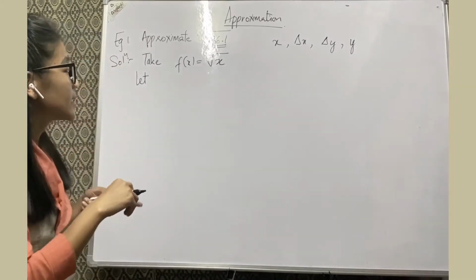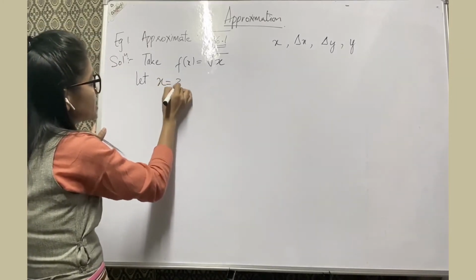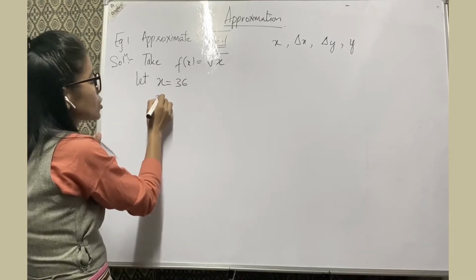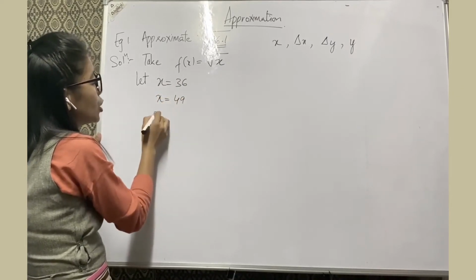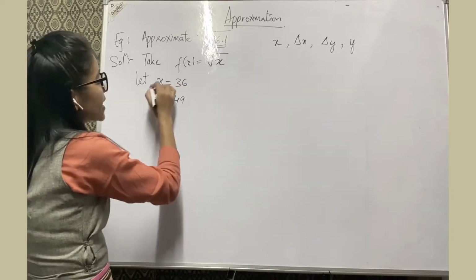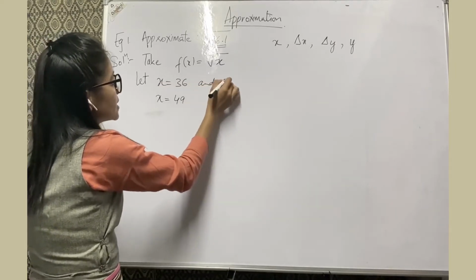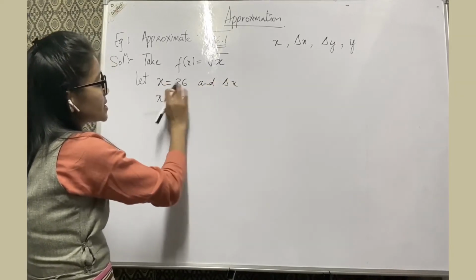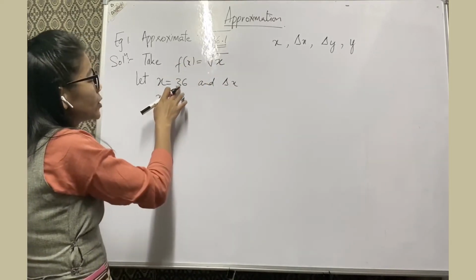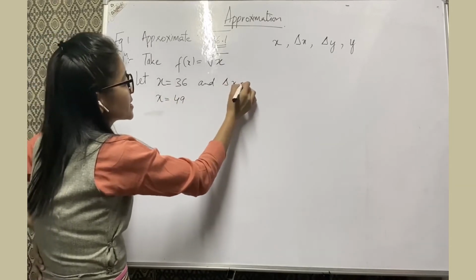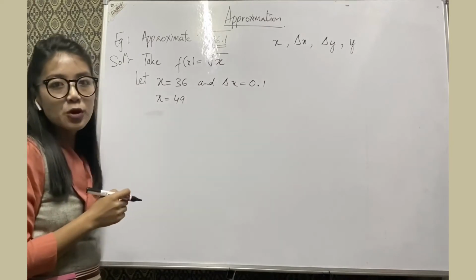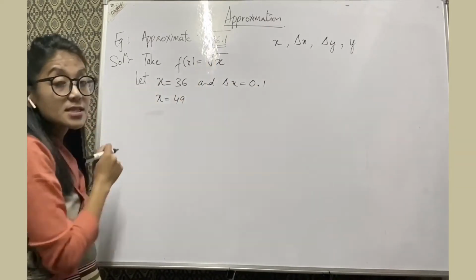So now when I take x equals 36, you have two options. Either you can take x equals 36 or you can take x equals 49. You have these two options. Now you have to take delta x such that when you add these two, it should be 36.1. So when your x is 36, your delta x is 0.1. So x plus delta x is 36.1. So 36 plus 0.1 is 36.1.